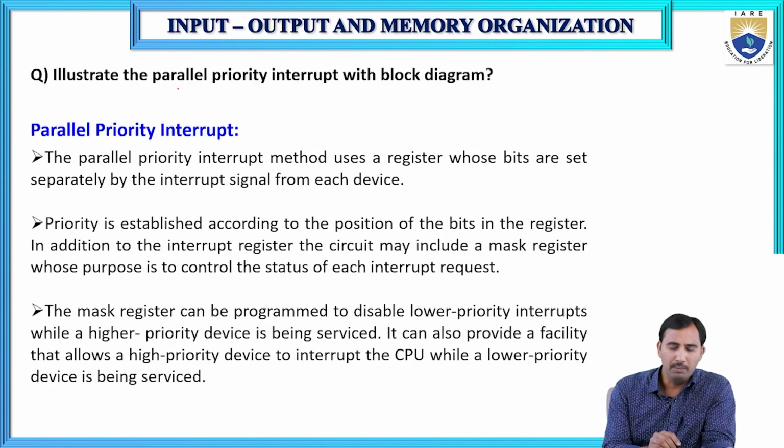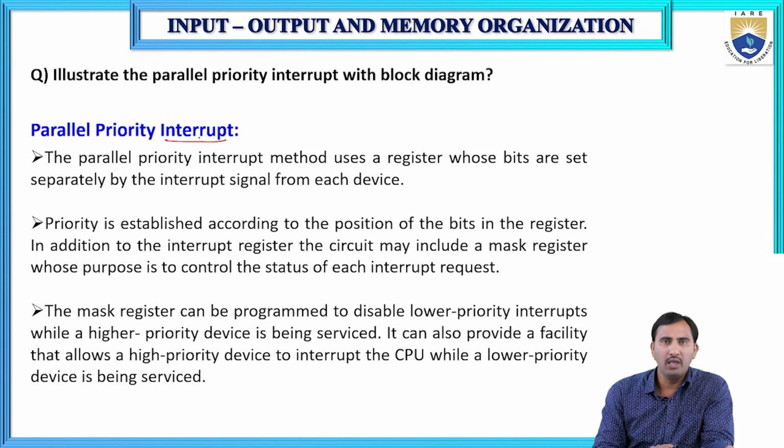And coming to the next question: illustrate the parallel priority interrupt with a block diagram. Interrupt means something which breaks the routine. So in a computer, if only one interrupt is there, then the processor can execute it. But if more than one interrupt is there, then the processor may get confused about which interrupt has to be performed first, then next.